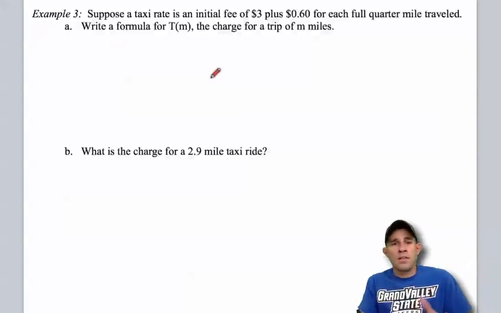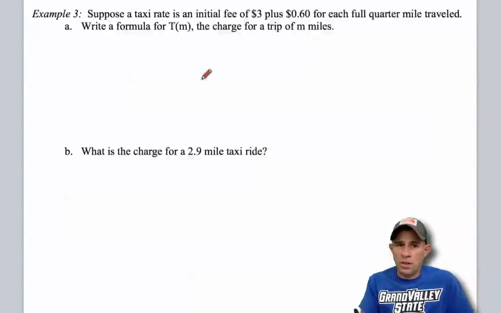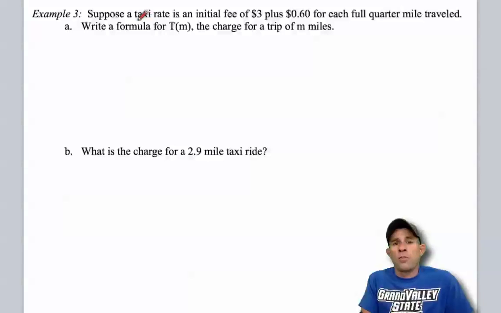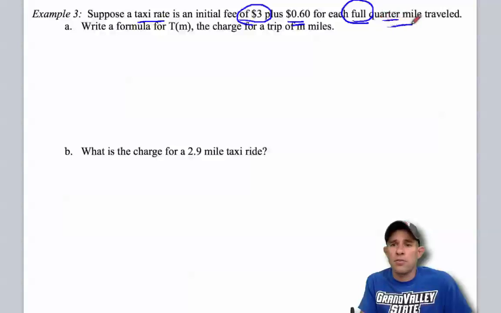All right, let's take a look at an example that applies the step function to a real-life scenario. Suppose we have a taxi rate. The initial fee is $3 plus 60 cents for each full quarter mile traveled. We want to write a formula, T sub n, for the charge of the trip in n miles.